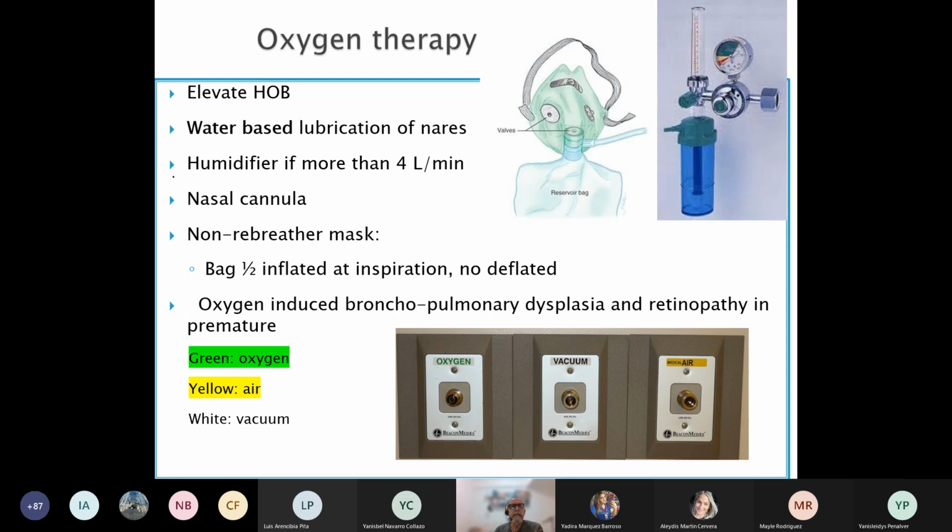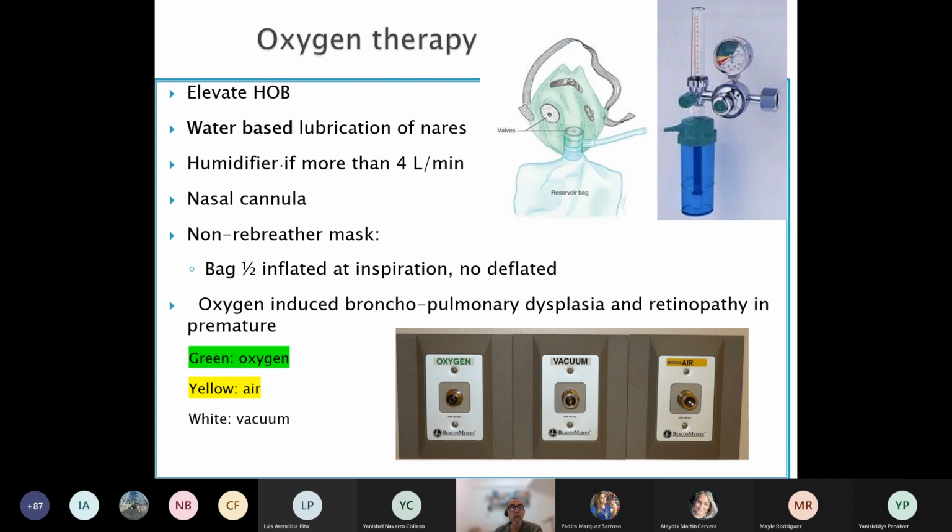Know that because oxygen produces a serious desiccation or dryness in the nares and the airway, the nares, okay, the nostrils, should be lubricated with a water-based lubricant. It is to warn you that petroleum, Vaseline, can never be used.